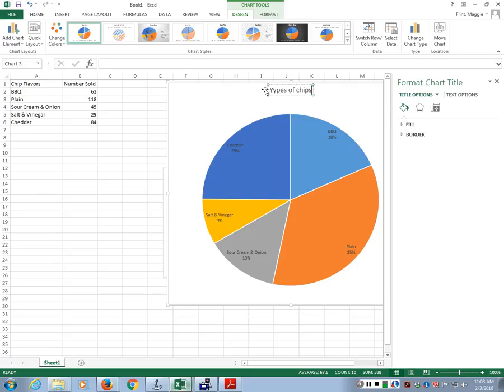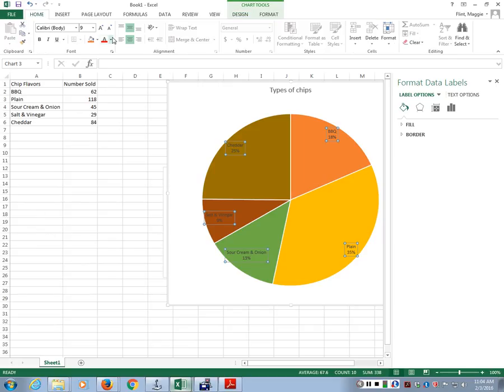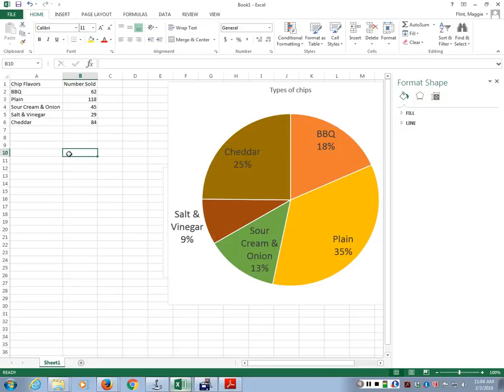Math teachers should really be able to spell better than that. You can make your labels bigger or different colors. You can make your pieces different colors. There's bigger labels for you. So we'll play around a lot more with Excel to make graphs and charts than we will spend on doing any of this kind of thing by hand.